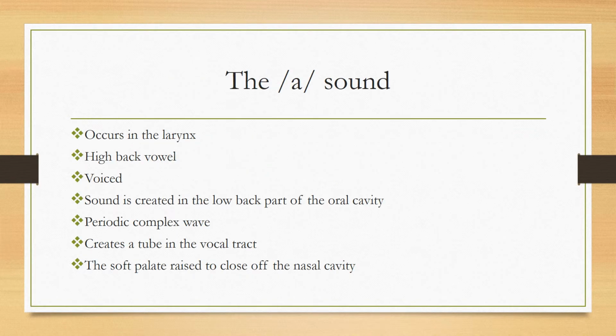The ah sound occurs in the larynx, a low back vowel, voiced. Sound is created in the low back part of the oral cavity. A periodic complex wave creates a tube in the vocal tract. The soft palate is raised to close off the nasal cavity.